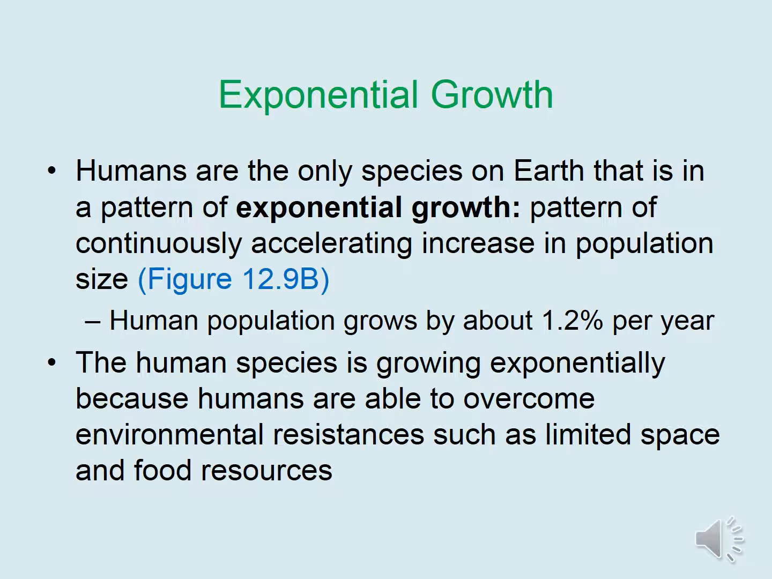The human species is able to grow exponentially because we are able to overcome many environmental resistances, such as limited space and food resources. For instance, if we need more space, we can destroy other species' habitats. If we need more food, we can plant more crops or raise more farm animals.